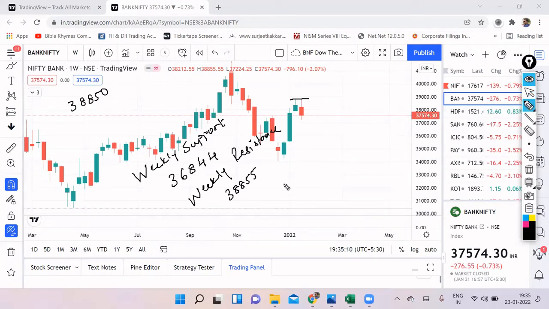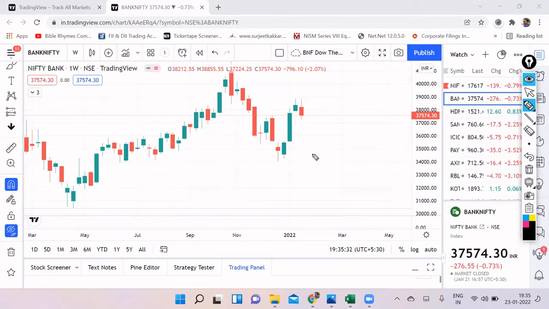So you just have to keep these two levels in your mind. This is going to be a weekly support and resistance. Whenever Bank Nifty breaks this level, obviously you will see some sharp momentum on whichever side it breaks. So make a note of it that this is your weekly support and resistance. And then for a regular analysis, we will go on a shorter time frame and see what are the support resistances that we can take.